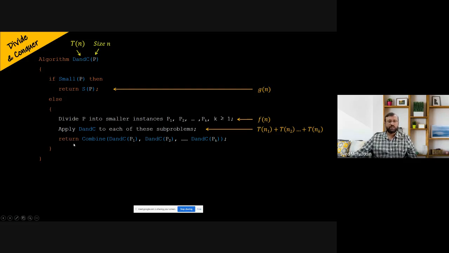Then we have the return statement, returning the combined solution. This is a primitive statement. Combine whatever solutions we have, we combine those solutions.